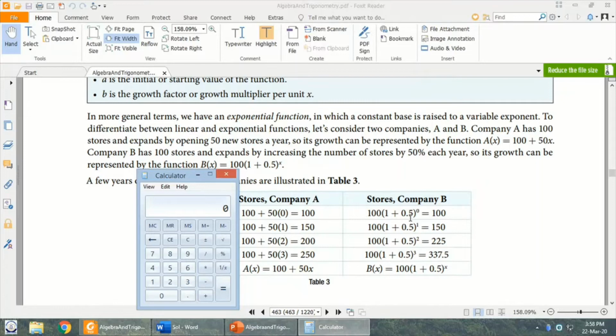So it's 1 plus 0.5 raised to power 0. Over here, I don't think we have all the functions.